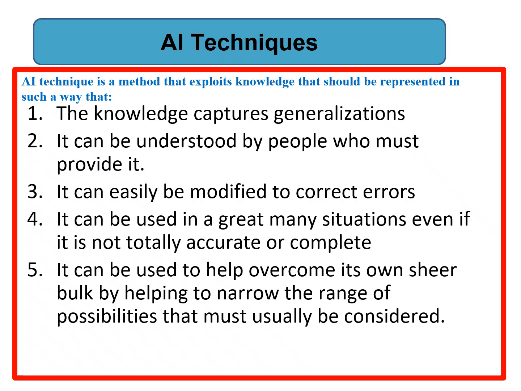Next, it helps narrow the range of possibilities. Since it reduces the number of options that need to be considered, problem solving is faster. For example, if a patient has a broken bone, a medical expert system will focus on orthopedic conditions rather than checking every disease in a database. So it reduces the search time and improves efficiency. This is about some of the key methods and techniques that can be used in AI techniques.